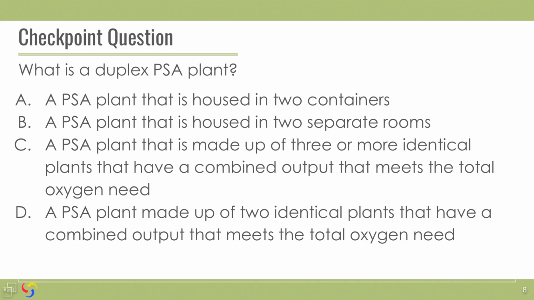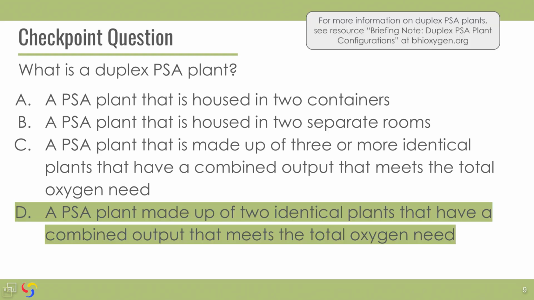The correct answer is D. A PSA plant made up of 2 identical plants that have a combined output that meets the total oxygen need is a duplex plant. For more information on duplex PSA plants, see the resource document titled Briefing Note Duplex PSA Plant Configurations, available at bhioxygen.org.